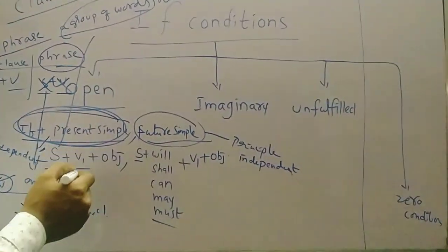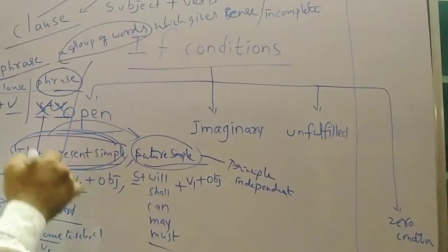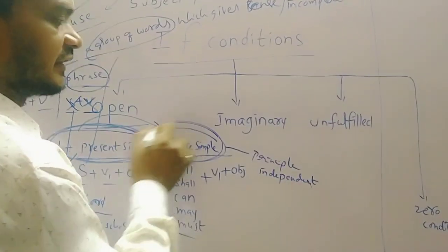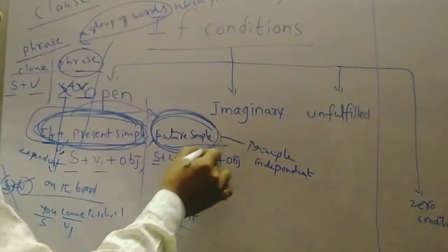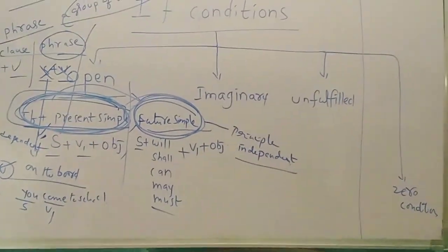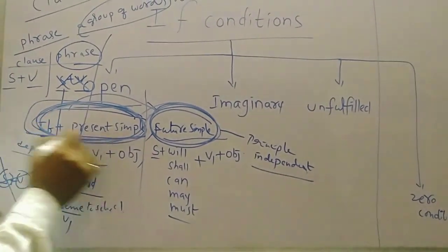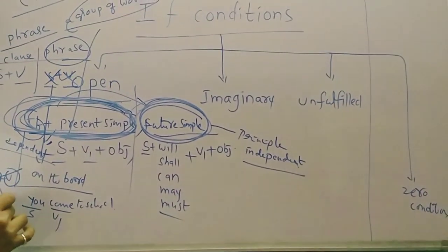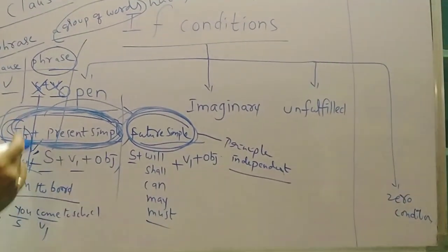I mean, it gives full sense because it has subject and verb, but it is dependent on the main clause. So we cannot frame a sentence with only an if clause, but we can frame a sentence with the main clause. Without the if clause also, the main clause gives sense, so it is called independent clause. Whereas if you take an if clause, it cannot stand alone, so it is called dependent clause. It is also called subordinate clause because it has a subordinate conjunction. If is a subordinate conjunction, so it is also called subordinate clause.